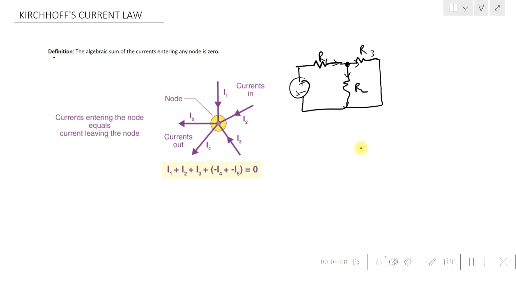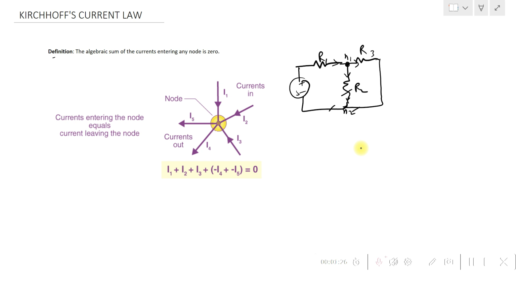Thereby, another node would be here. So three branches, this one, and this, these three meet here, and thereby it's another node. So in this circuit, there are two nodes: node 1, let's say, and node 2. So this is about the node.